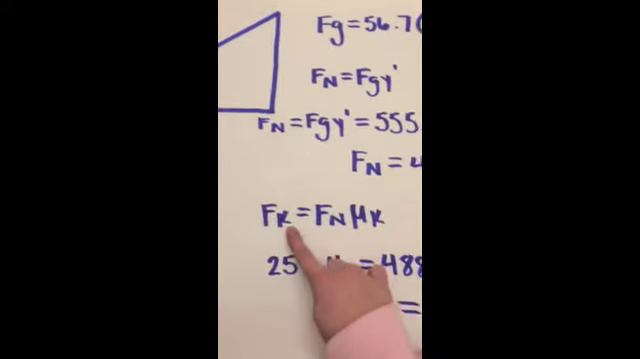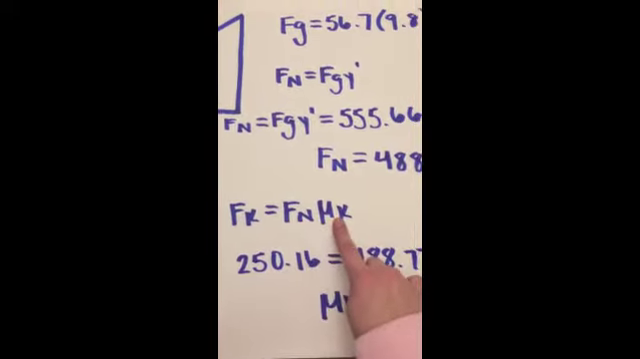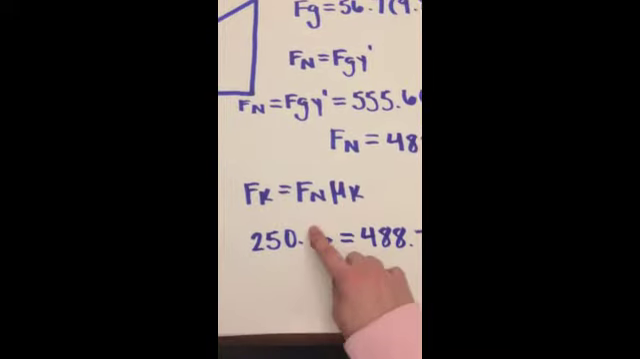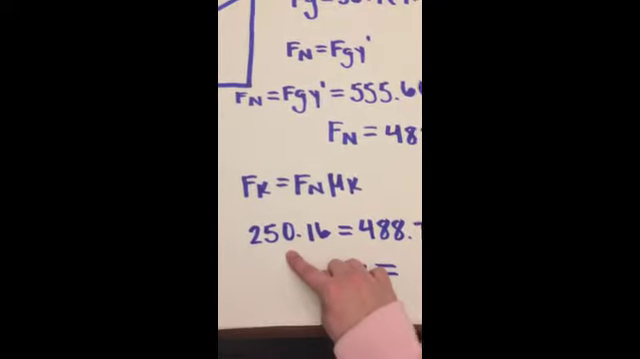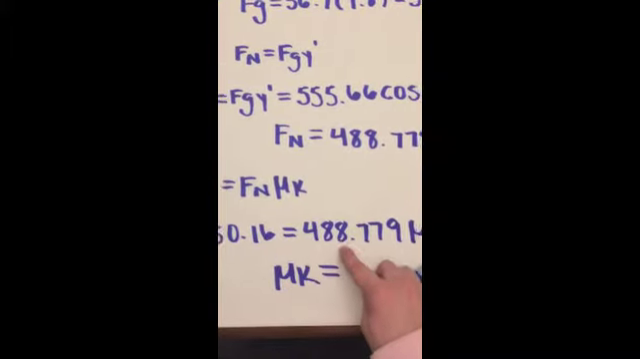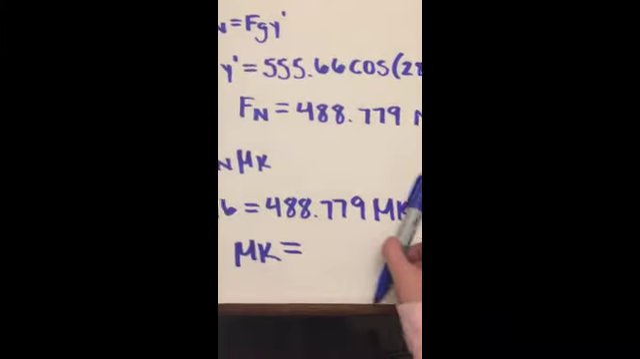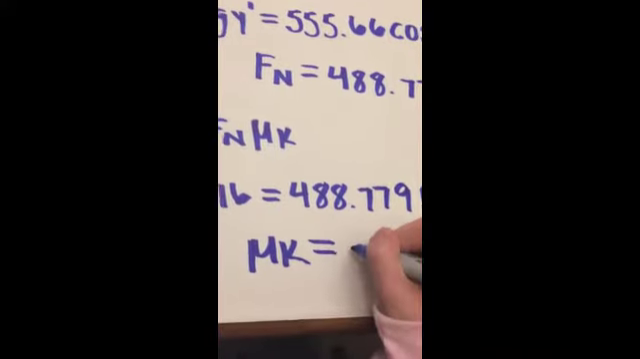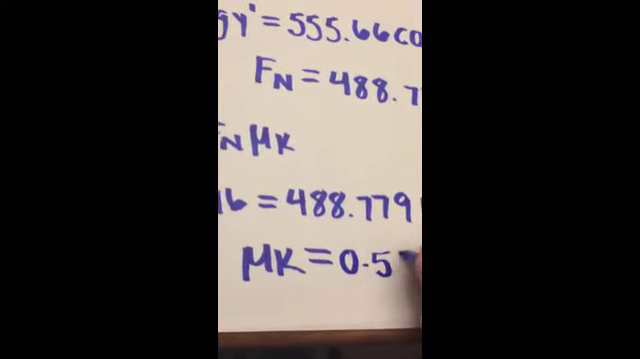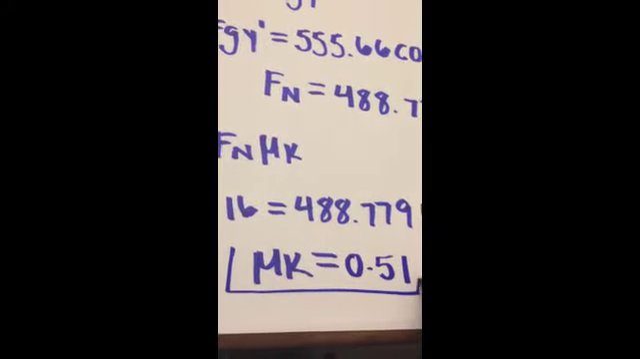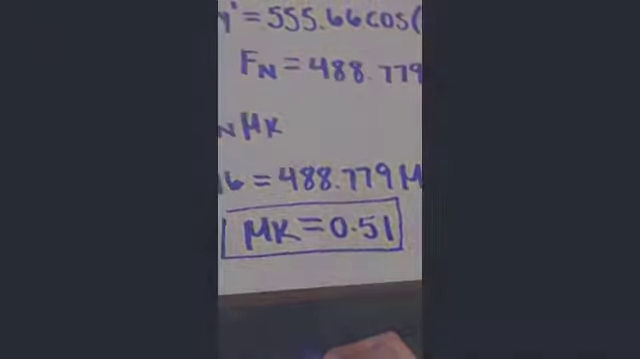Now that we have force kinetic and force normal, we can find the coefficient of kinetic friction. We take the force of kinetic friction, which is 250.16, which equals the force normal times mu k. We find that our mu k equals 0.51. So our final answer was 0.51, which was a little off from our prediction of 0.3 for the coefficient of kinetic friction.